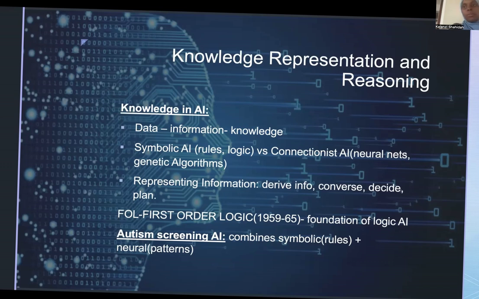Then we have the autism screening AI. The autism screening AI is going to combine symbolic rules, like the rules plus the neural patterns, to screen for autism. So it's going to look for rules and logic, then it can solve for us our risk of autism or not.